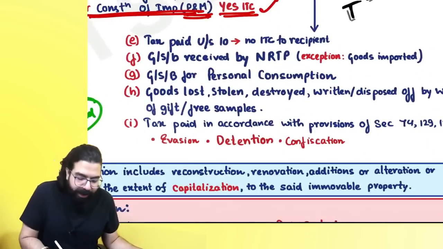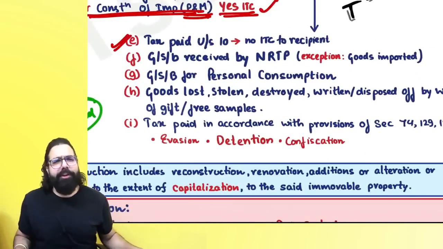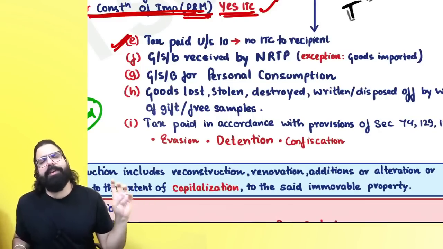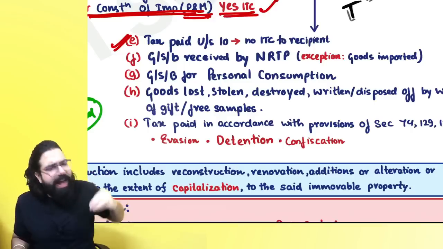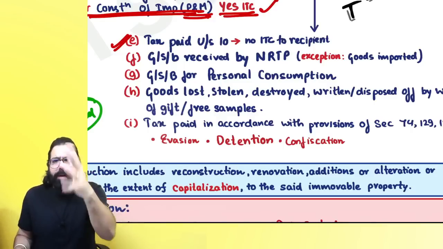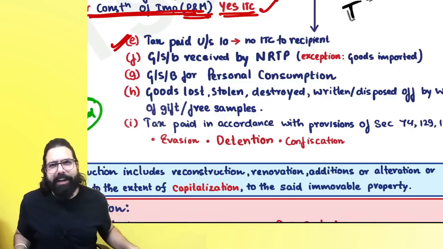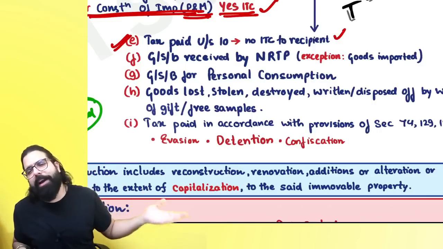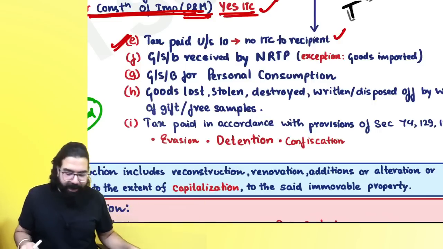The next one over here is, sir, I took composition registration and paid composition tax of 1%, 5%, 6%. When I have paid, the recipient will not be able to take the ITC. The recipient is not eligible to take the ITC, because anyway I will give him a bill of supply, and on the basis of a bill of supply, he will never get the credit.